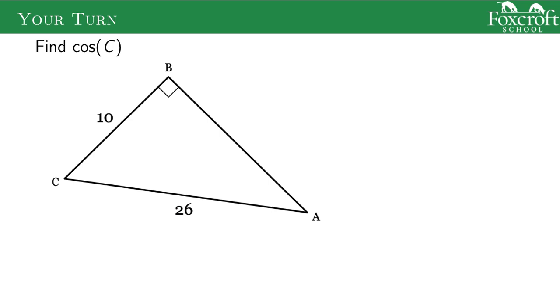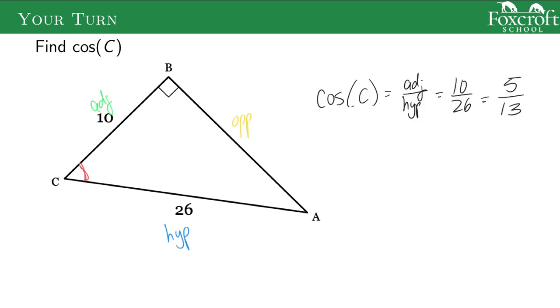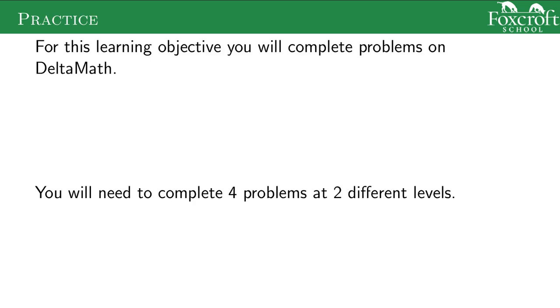All right, so here you have to find cosine of c. So go ahead and try this one on your own. And the final answer you get is 5 over 13. Again, this one we're lucky because the sides we were given are actually the two we need for our trig function. They give us the adjacent side's 10. The hypotenuse is 26. All right, they're both even. Our final answer is 5 over 13. All right, so for this learning objective, you're going to have to do problems on Delta Math. I used to do 4 problems at 2 different difficulty levels.